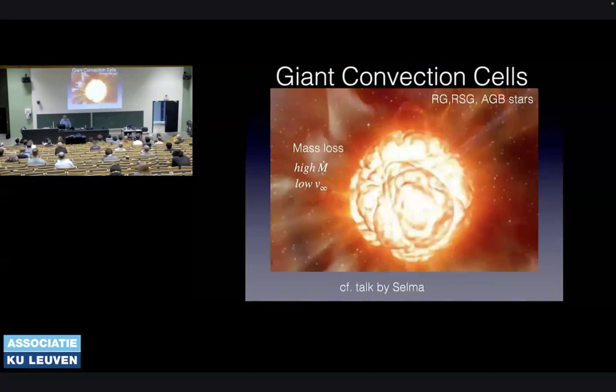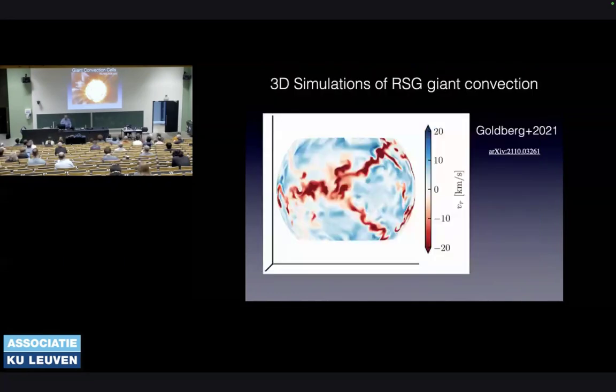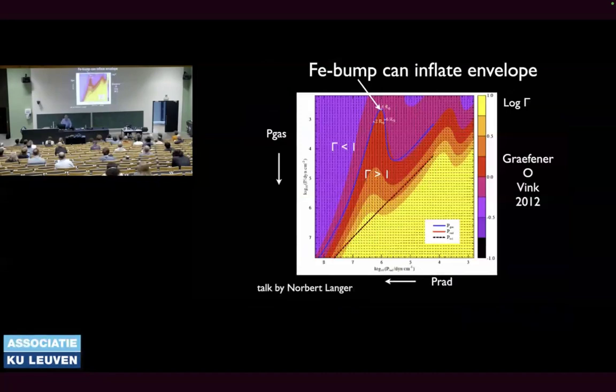And you see these giant convection cells that are formed relatively deep, where the sound speed's higher. And then in the talk by Selma, she talked about this. My idea is that this is just the way that the material finally spills over, but it's because the star has become a giant that it's doable. All right, so then that's kind of a little bit analogous to this iron bump.